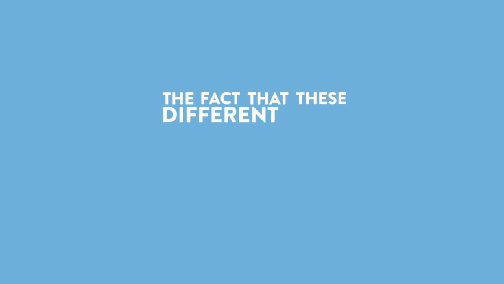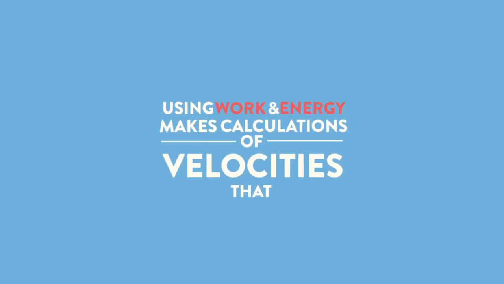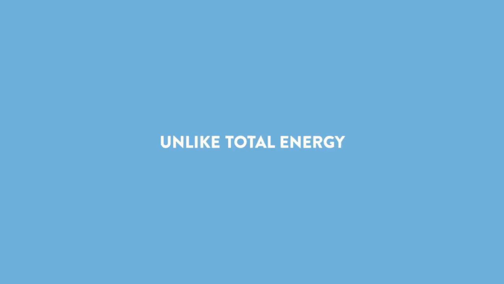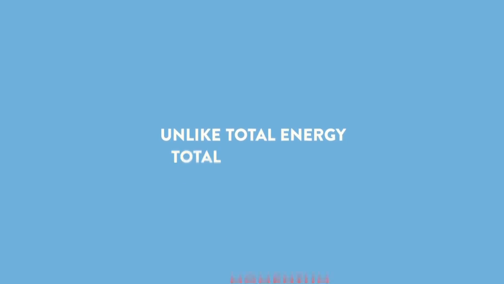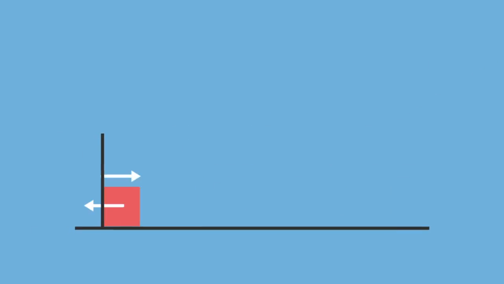The fact that these different types of collisions exist means that using work and energy alone makes calculations of velocities before and after collisions a little annoying. What's great about momentum is that unlike total energy, in an isolated system, the total momentum of a system is always conserved, and this is a consequence of Newton's third law of motion.